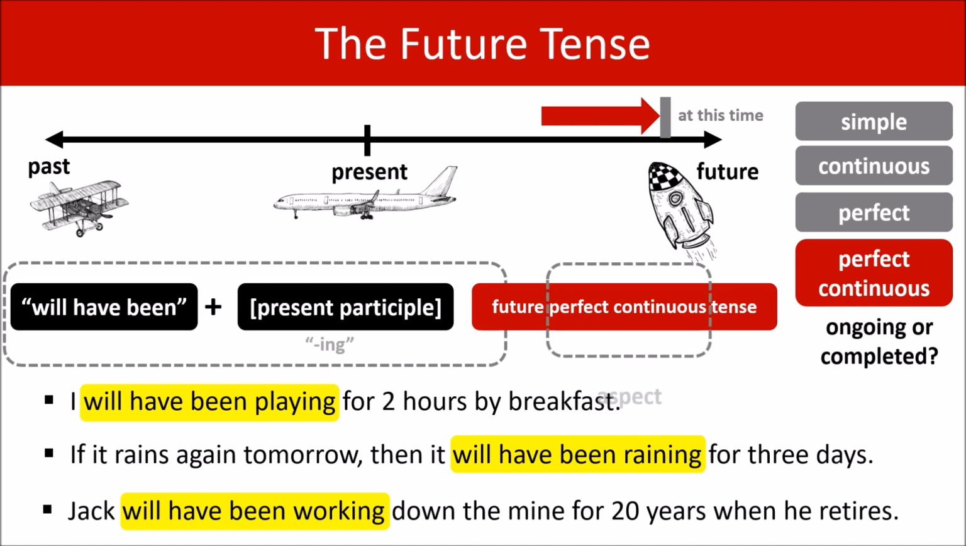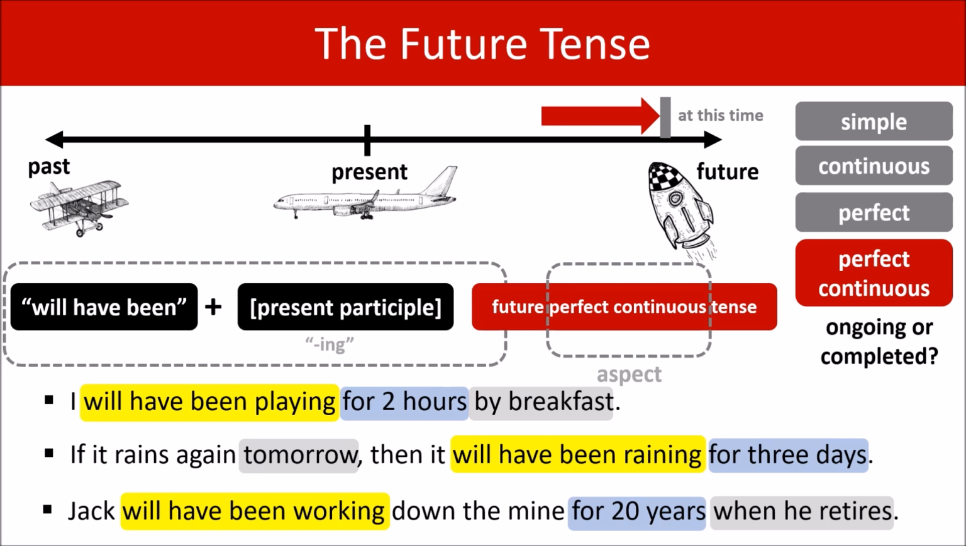Remember, these words are here to tell us what the aspect is. So, much like the future perfect tense, if it's about something being completed at a time, then it makes sense that that time is mentioned in the sentence. And here you can see them in grey. By breakfast, tomorrow, when he retires. But also we're describing an ongoing activity. So it also makes sense that the sentence tells us how long this activity will be going on for. So here we have in blue, for 2 hours, for 3 days, for 20 years.